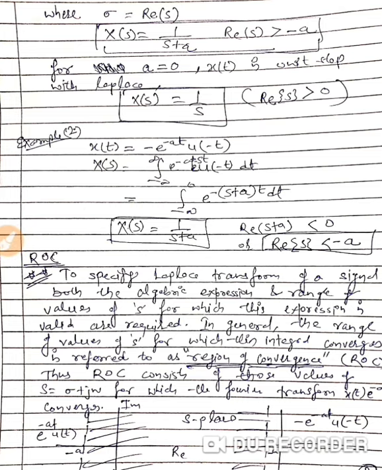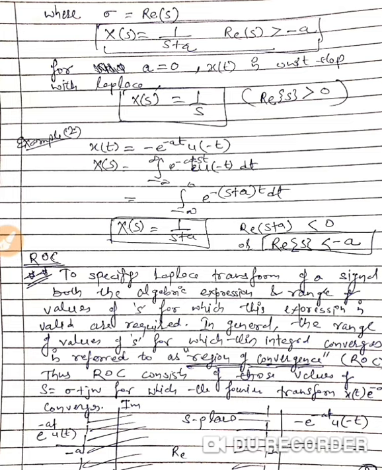To specify the Laplace transform of a signal, both the algebraic expression and the range of values of s for which this expression is valid are required. So both the magnitude of X(s) and the real part of the complex variable s for which the Laplace transform exists are required. Two functions may have the same Laplace transform, but they will differ in the region of convergence.